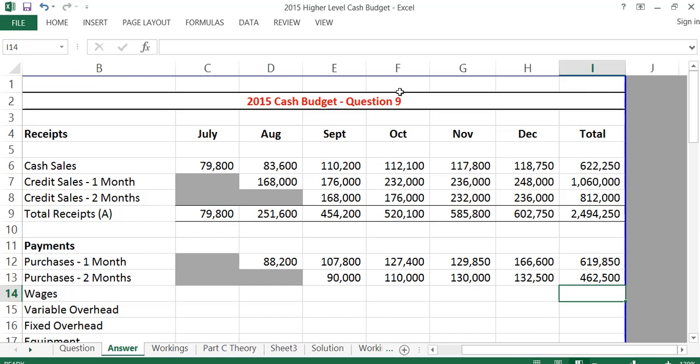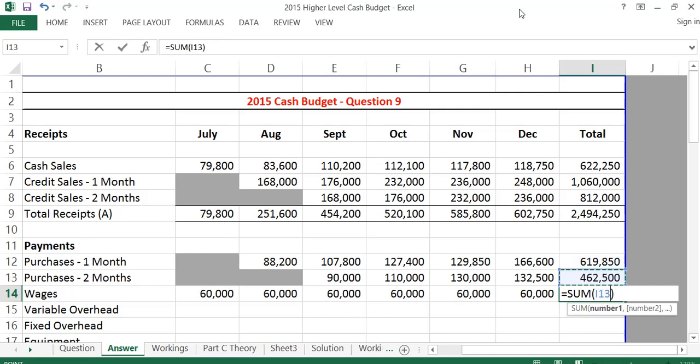Wages are very straightforward. They're just 60,000 per month payable as incurred. So I'll just put in 60,000 each month. My total wages come to 360,000. Variable overheads are €10 per unit payable as incurred.